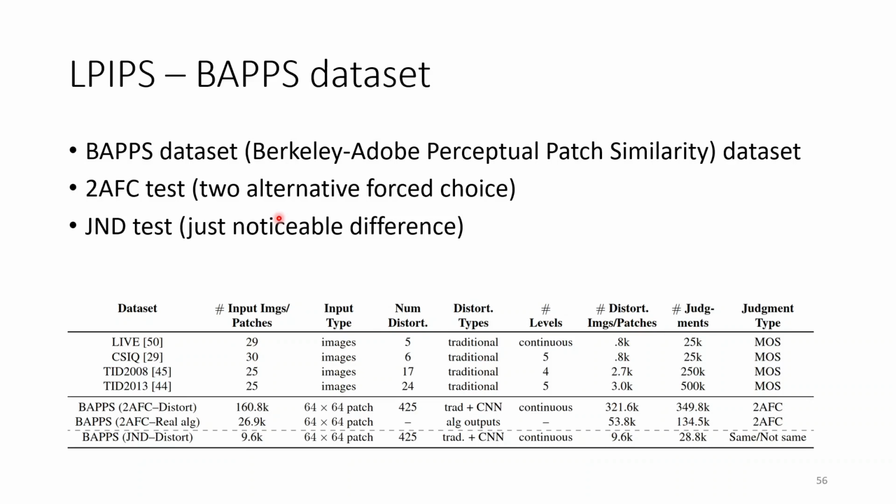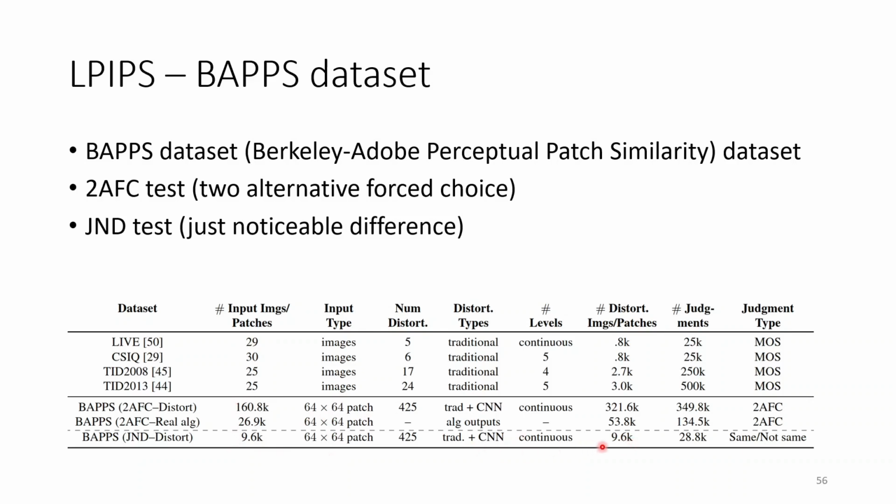Another is just noticeable difference. Given two patches, they ask the humans, do you see a difference between the two patches? You can answer yes or no. So they compile the dataset containing many patches. The total number is around 119K patches. Okay, so this is the spec.